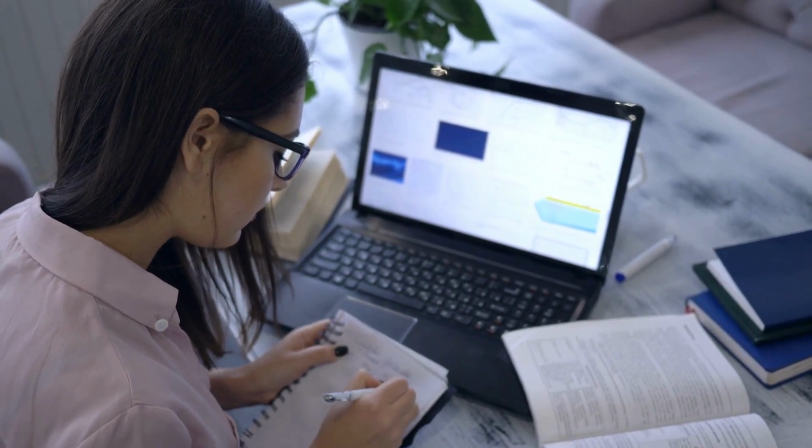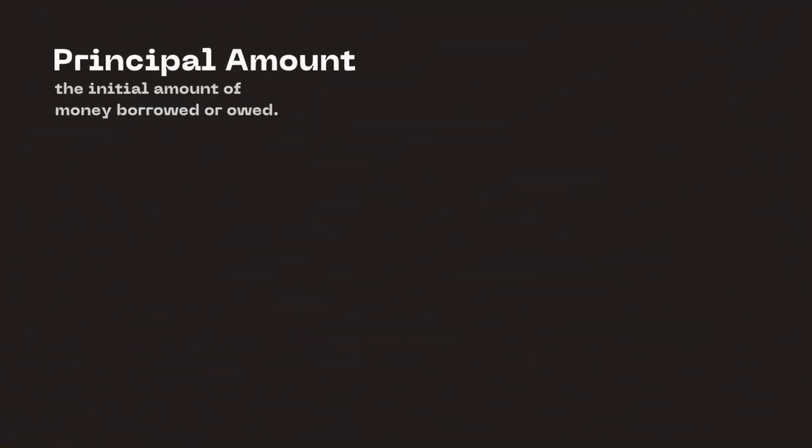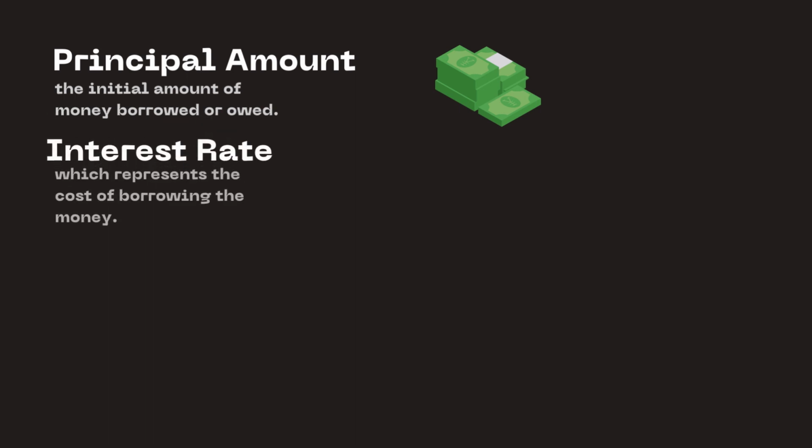A note payable typically consists of several key components that define its terms and conditions. First, there's the principal amount, which is the initial amount of money borrowed or owed. This is the core amount that needs to be repaid. Next, we have the interest rate, which represents the cost of borrowing the money. It's expressed as a percentage and determines the additional amount paid on top of the principal as interest.